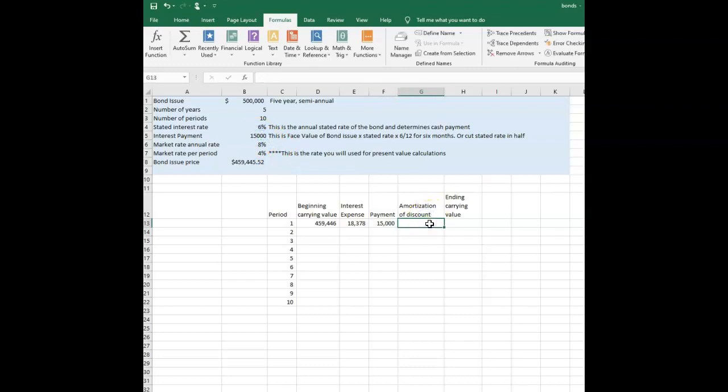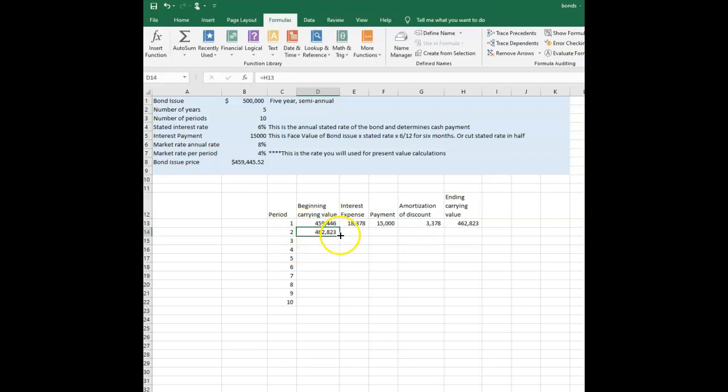The amortization of the discount is simply interest expense, subtracting out the payment. Basically we're getting that 459 all the way up to 500,000. So we amortize the discount, and by doing so, we add in the amortization each period to get the ending carrying value. Then the beginning value for this period is the ending value from last period.